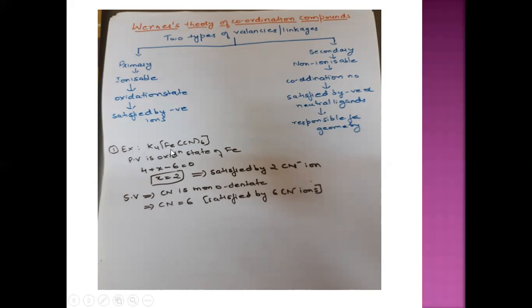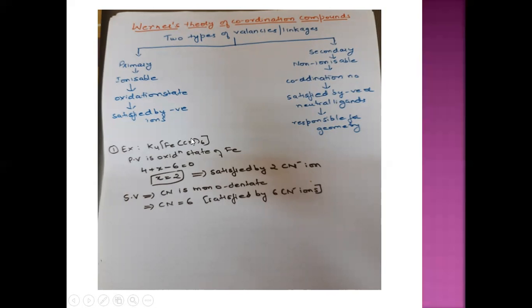For example, to calculate the primary and secondary valency, we'll take an example of K4[Fe(CN)6]. What is primary valency? Primary valency is nothing but the oxidation state of the ion. How to calculate the oxidation state of the ion here? K, its valency is +1. We will take it as 4 K atoms, right? +4. Fe we will keep as +X.